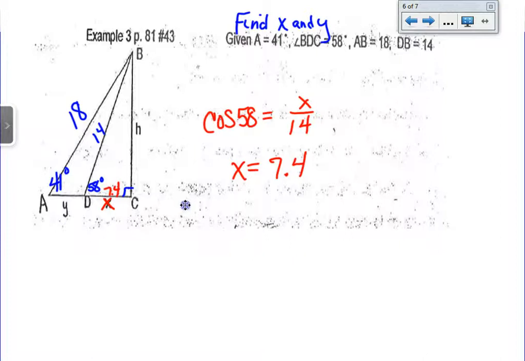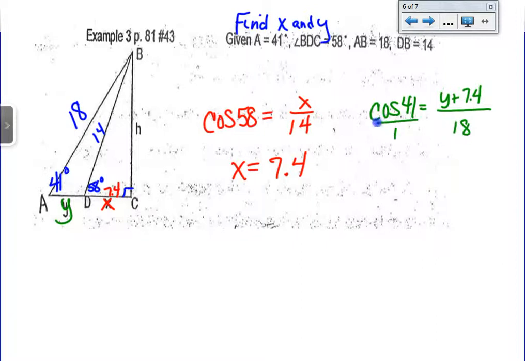Now, the next part of the problem, I have to think about this large right triangle. And we could do this one of two ways. We can find the entire length, or we can set this up as kind of an algebra problem. So I'm going to kind of set it up as an algebra problem. I want to find y. So what I'm going to do is use the cosine function again. So we've got the cosine of 41 degrees. His adjacent side is y plus the 7.4 we just found. And then the hypotenuse is an 18.